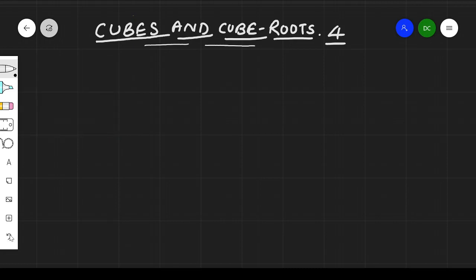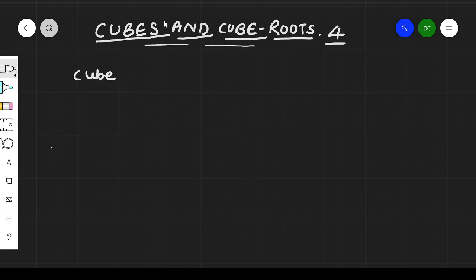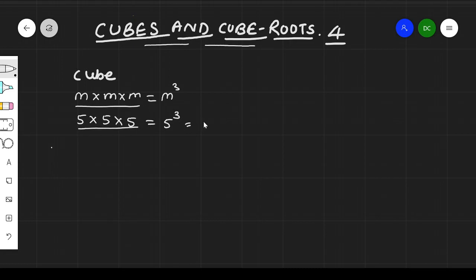So what is the meaning of cube? See, cube of any number means a number multiplied 3 times. Like if we need to find the cube of m, that means m into m into m, then we call it m cube. If we take 5 into 5 into 5, this is 5 cube or cube of 5. And the value will be 125.